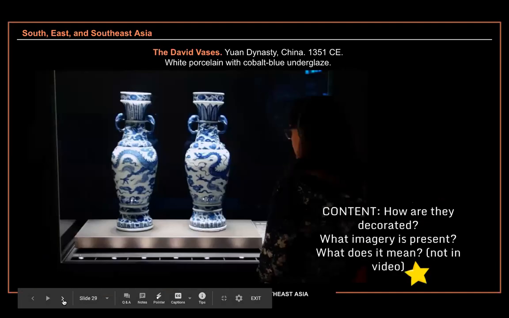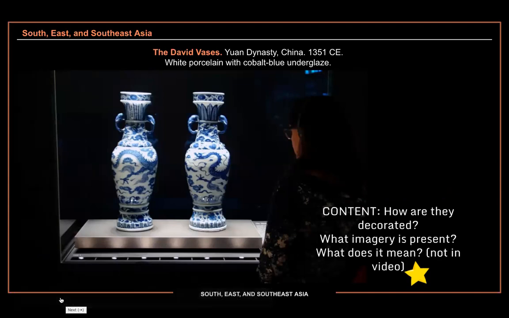And then how is it decorated? What is incorporated in the imagery? So what is in that blue? What are the motifs that we see? What is the decoration? What do you think? What do you see?